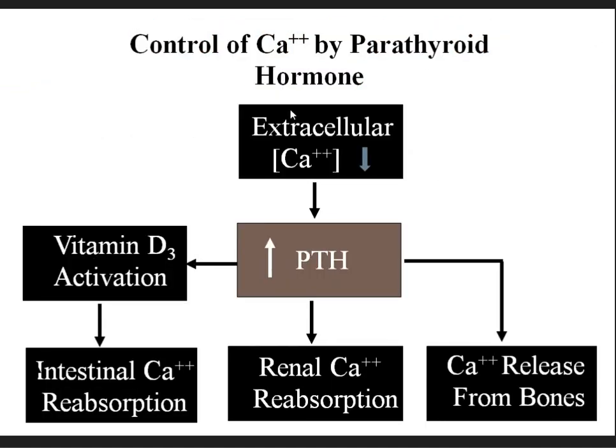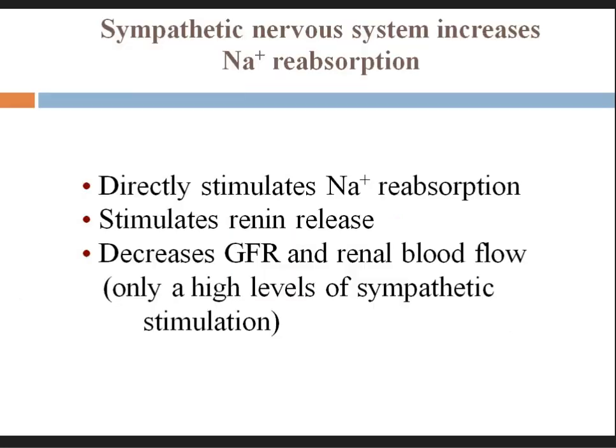So whenever there is a decrease in extracellular calcium, there will be increased PTH secretion. On one hand, it causes vitamin D activation, which increases intestinal calcium reabsorption. On the other hand, parathyroid hormone increases renal calcium reabsorption, and it also causes calcium release from bones. So parathyroid hormone increases plasma calcium level at all three levels, right? That finishes the hormonal regulation of tubular reabsorption.